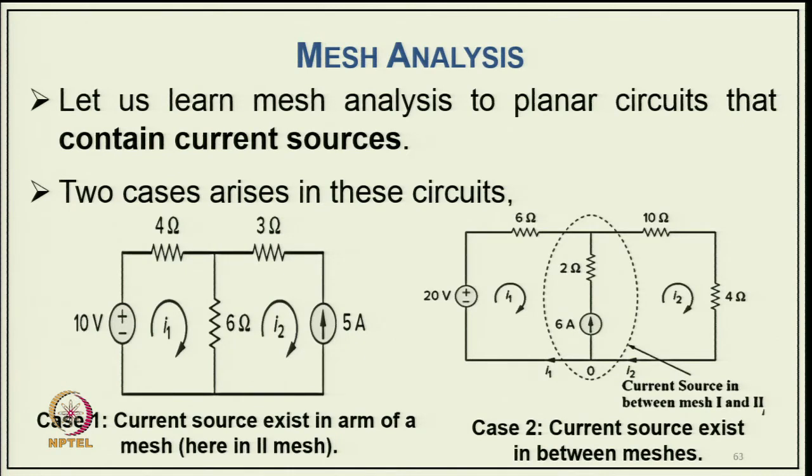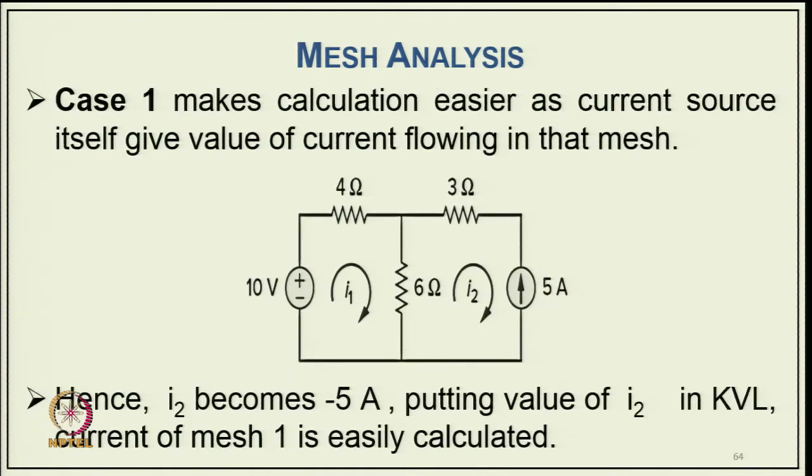Now let us learn mesh analysis for a planar circuit that contains current sources. Two cases are shown here. In case 1, the current source exists in an arm of a mesh, typically in mesh 2, and in case 2 the current source exists between the meshes. These are two examples where the current sources are shown along with the voltage source and resistances. Taking case 1, the calculation becomes easier, as the current source itself gives the value of current flowing in that mesh.